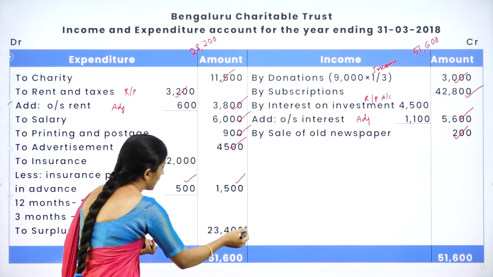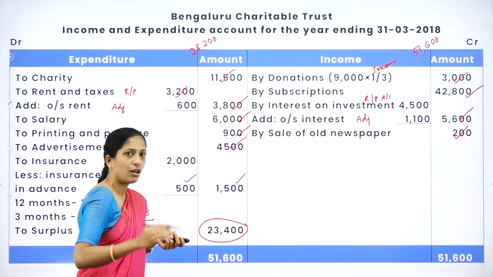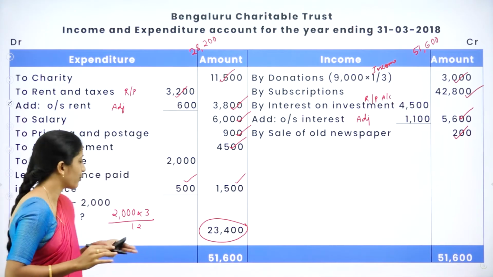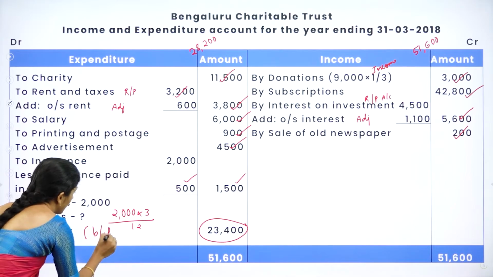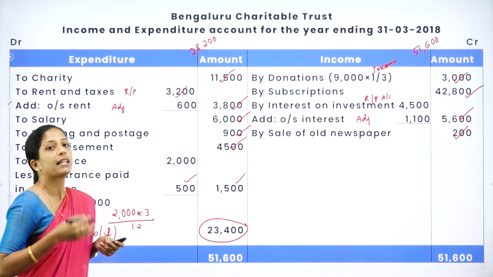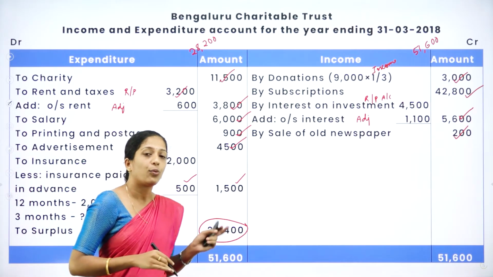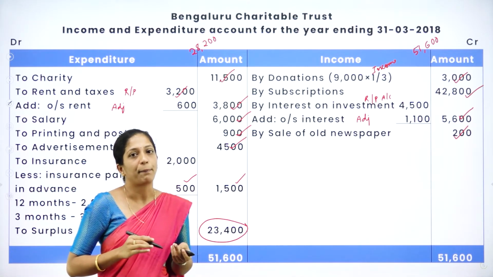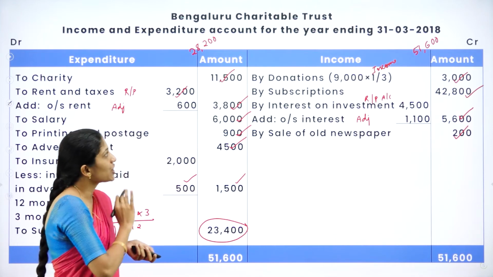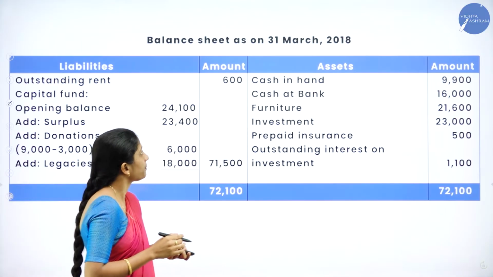Your balancing figure is how much? 23,400. Now what is 23,400? Surplus. So our balancing figure is surplus, that is excess of income over expenditure. Now where does this surplus have to be taken? We have to add it to the capital fund. Clear? Now we shall prepare the closing balance sheet.